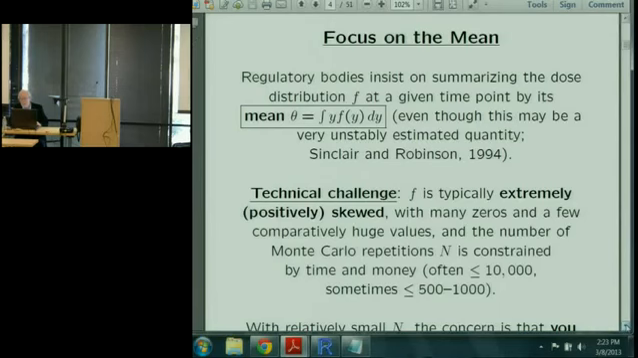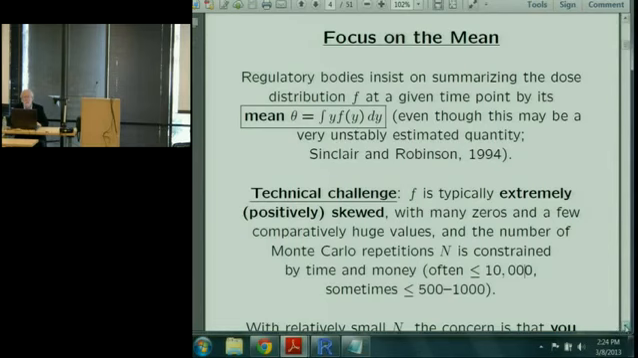And the number, capital N, of Monte Carlo repetitions that you can make is constrained by time and money. This often has to be done on a supercomputer when the systems are big. And so capital N is almost always less than 10,000, and it will often be on the order of 500 to 1,000 points. And so you don't have very much data, and you have a very heavily skewed distribution, which includes probably a lot of zeros and then some numbers, some of which are pretty big, and you're still going to try to learn about the mean of that.